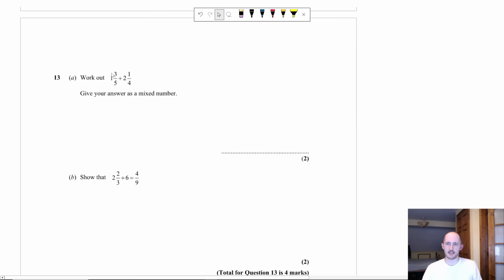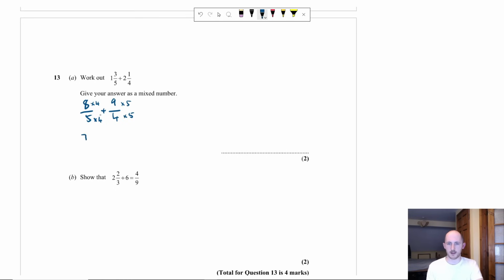You can just add the whole numbers here, so 1 plus 2, and then work out what 3/5 plus a quarter is. But I'm going to change these into improper fractions. So to turn this into an improper fraction, you do 1 times 5, which is 5. Add the 3 is 8, so it's 8 over 5. 2 times 4 is 8, plus the 1 is 9. So 9 over 4. Now to add two fractions together, you must make their denominators the same. So I'm going to times the first one by 4, top and bottom. I'm going to times the other one by 5, top and bottom.